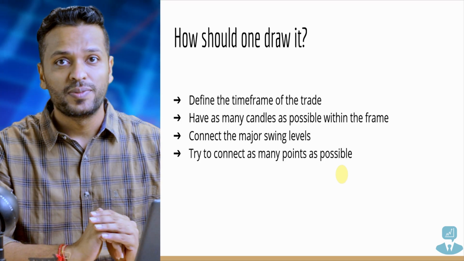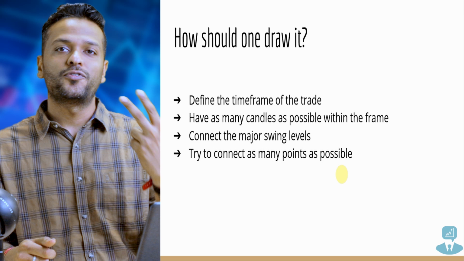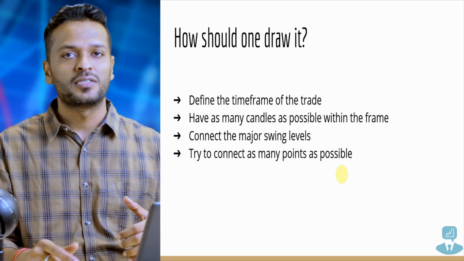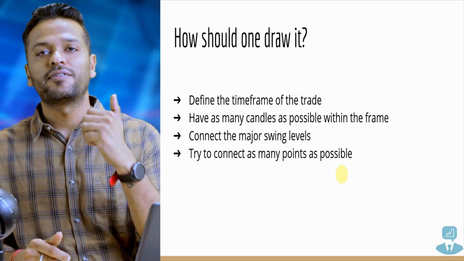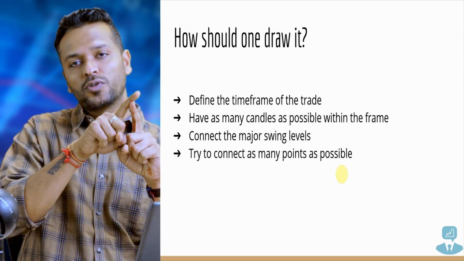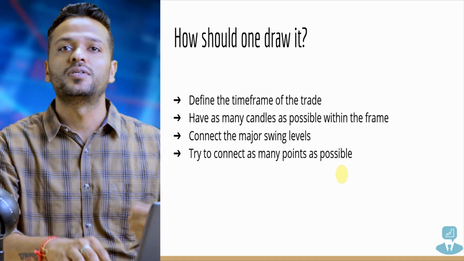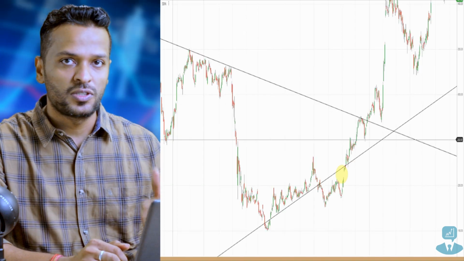Try to connect as many points as possible. In theory, if you draw any 2 points, you can draw a trend line, but that trend line would have very little significance. If you have 4, 5, 6, 7, 8 points supporting your view on the trend line, they have better confirmation and they have more relevance and reliability. Now this is a simple chart of State Bank of India.